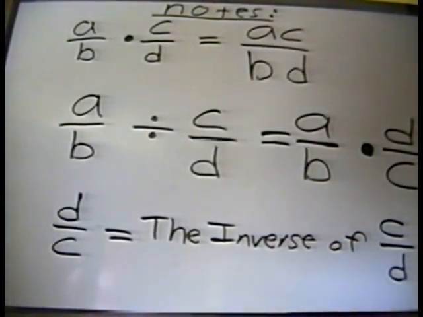Okay, so D over C is the inverse of C over D.